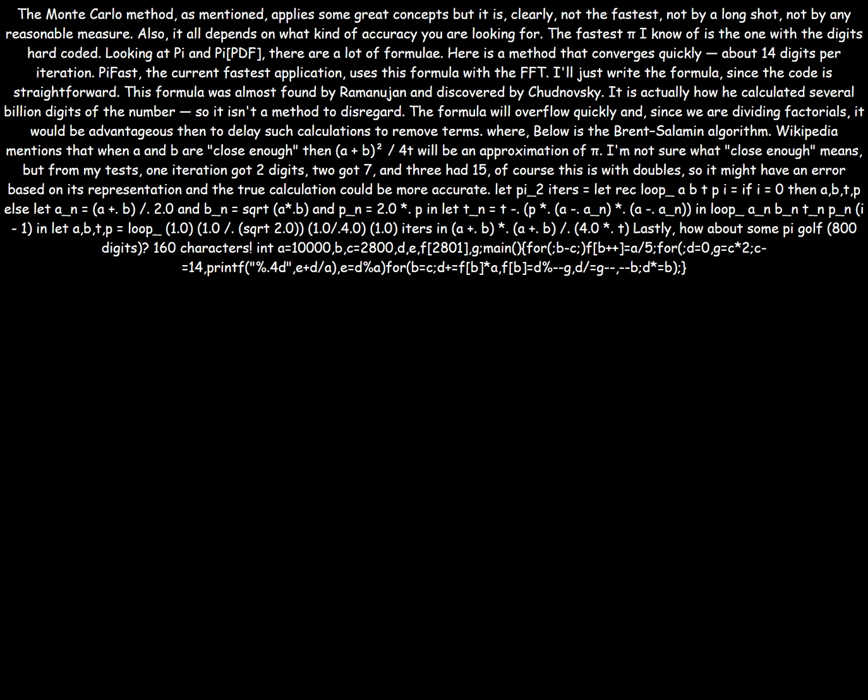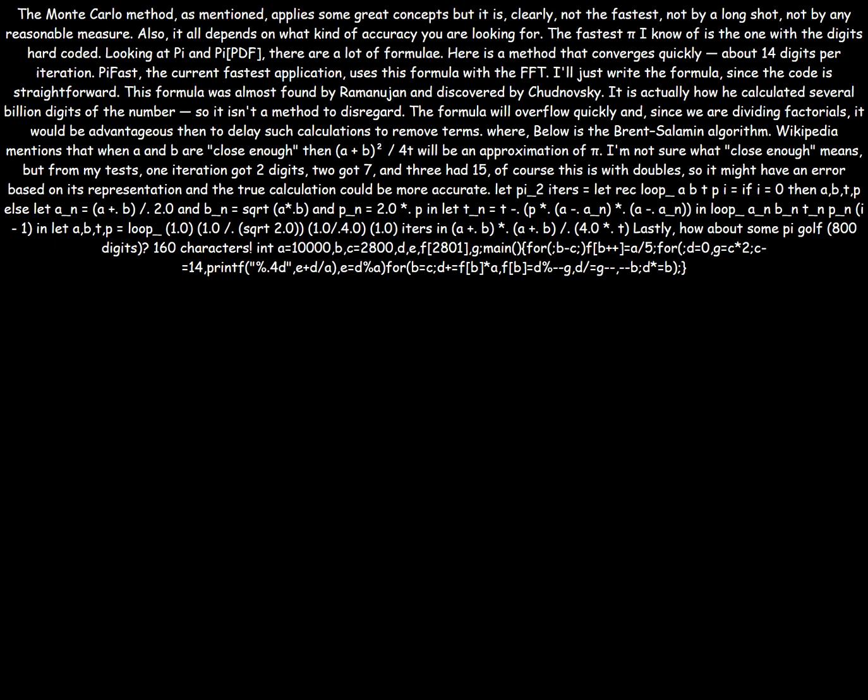The formula will overflow quickly and, since we are dividing factorials, it would be advantageous then to delay such calculations to remove terms. Below is the Brent-Salamin algorithm. Wikipedia mentions that when a and b are close enough, then (a+b)^2/4t will be an approximation of pi.